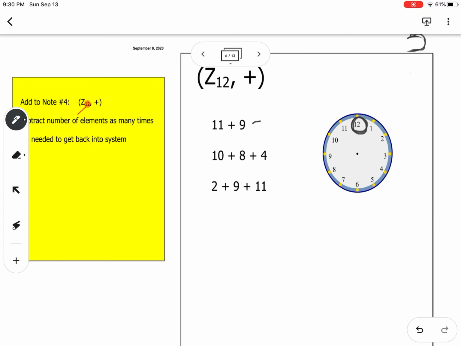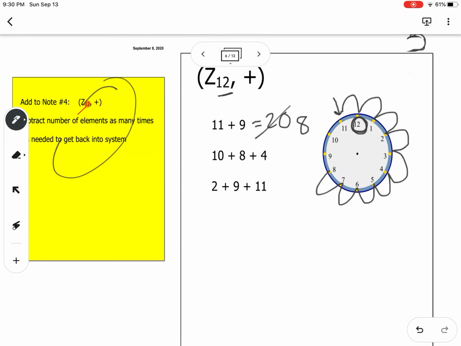All right, so 11 plus 9 is really 20. Now 11 plus 9, so I'll start at 11. Okay, ready? 1, 2, 3, 4, 5, 6, 7, 8, 9. So it's really 8. Would I have gotten there using this new trick? Yeah, 20 minus 12 is 8.